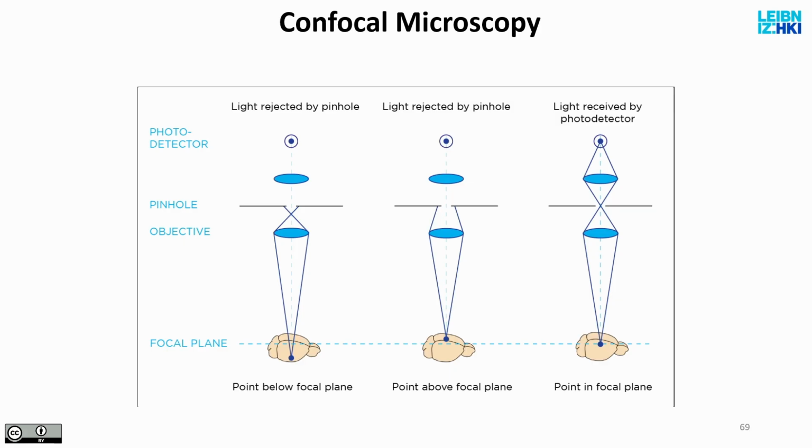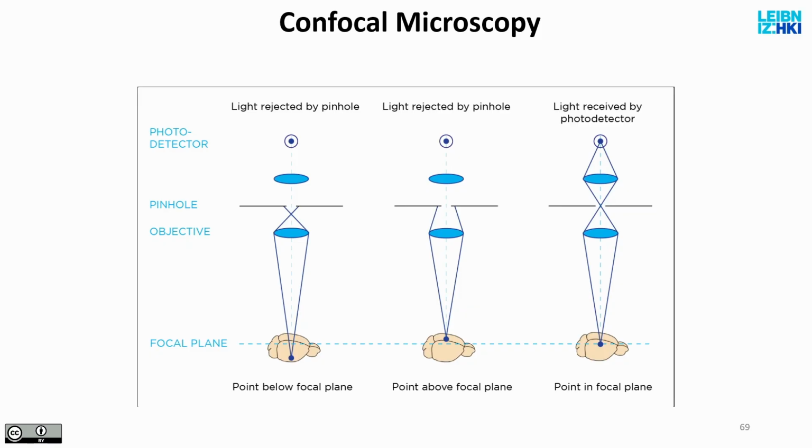I will get light from every part of the sample because the illumination goes through the entire sample. The exception is two-photon microscopy, but that's a different story. I will get light because of fluorescence, for example, from every part. So the detector will get light from every part of the image. And that's why it's so blurred.